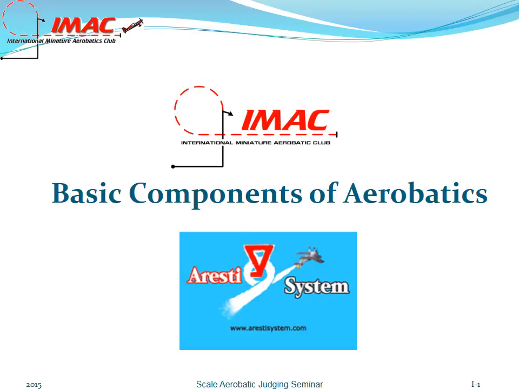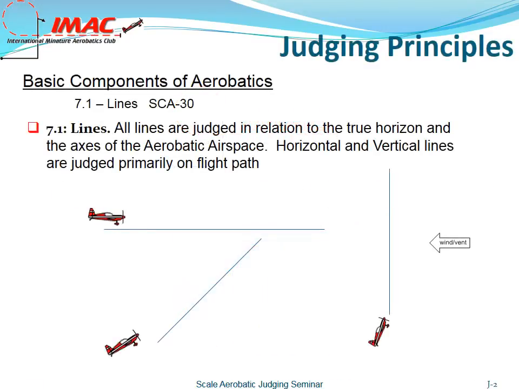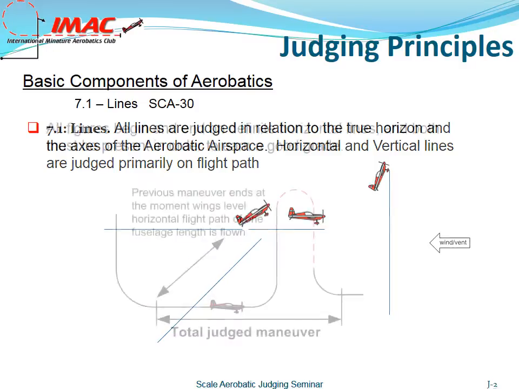This video is Basic Components of Aerobatics. Let's begin with lines. All lines are judged in relation to the true horizon and the axis of the aerobatic airspace. Horizontal and vertical lines are judged primarily on flight path.